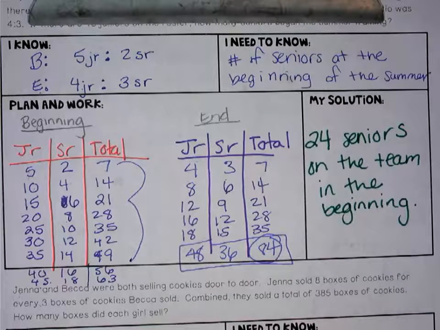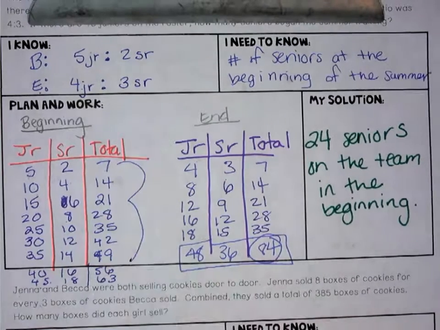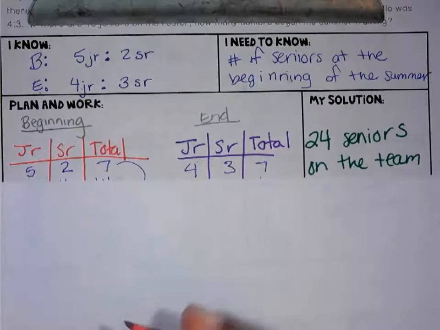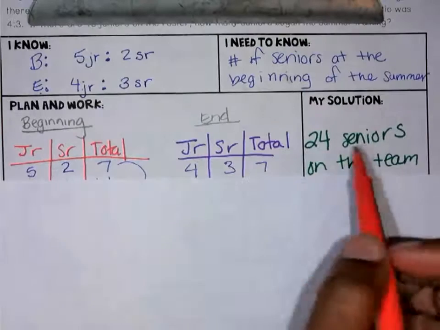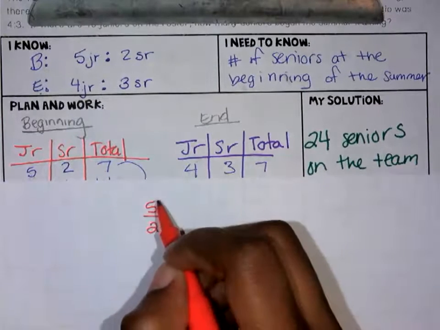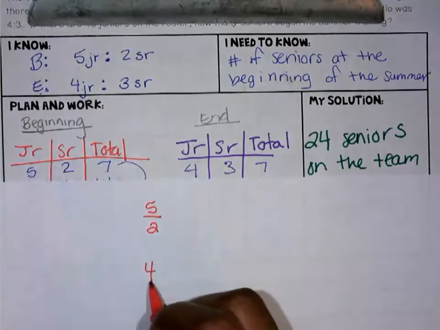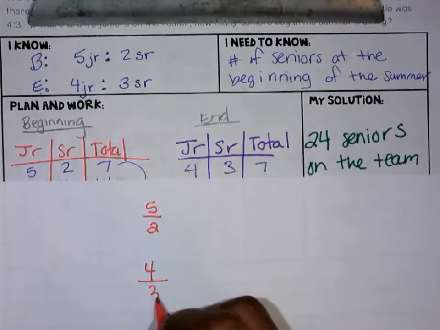Another way that you could have set it up is like the last time when we had the fractions. You know the total, it was 4. Sorry, I'm going to tell you guys a shortcut after doing all the work. So I'm using a scrap sheet of paper. They said that the beginning was 5 and 2. That's juniors to seniors. And at the end, it was 4 juniors to 3 seniors.